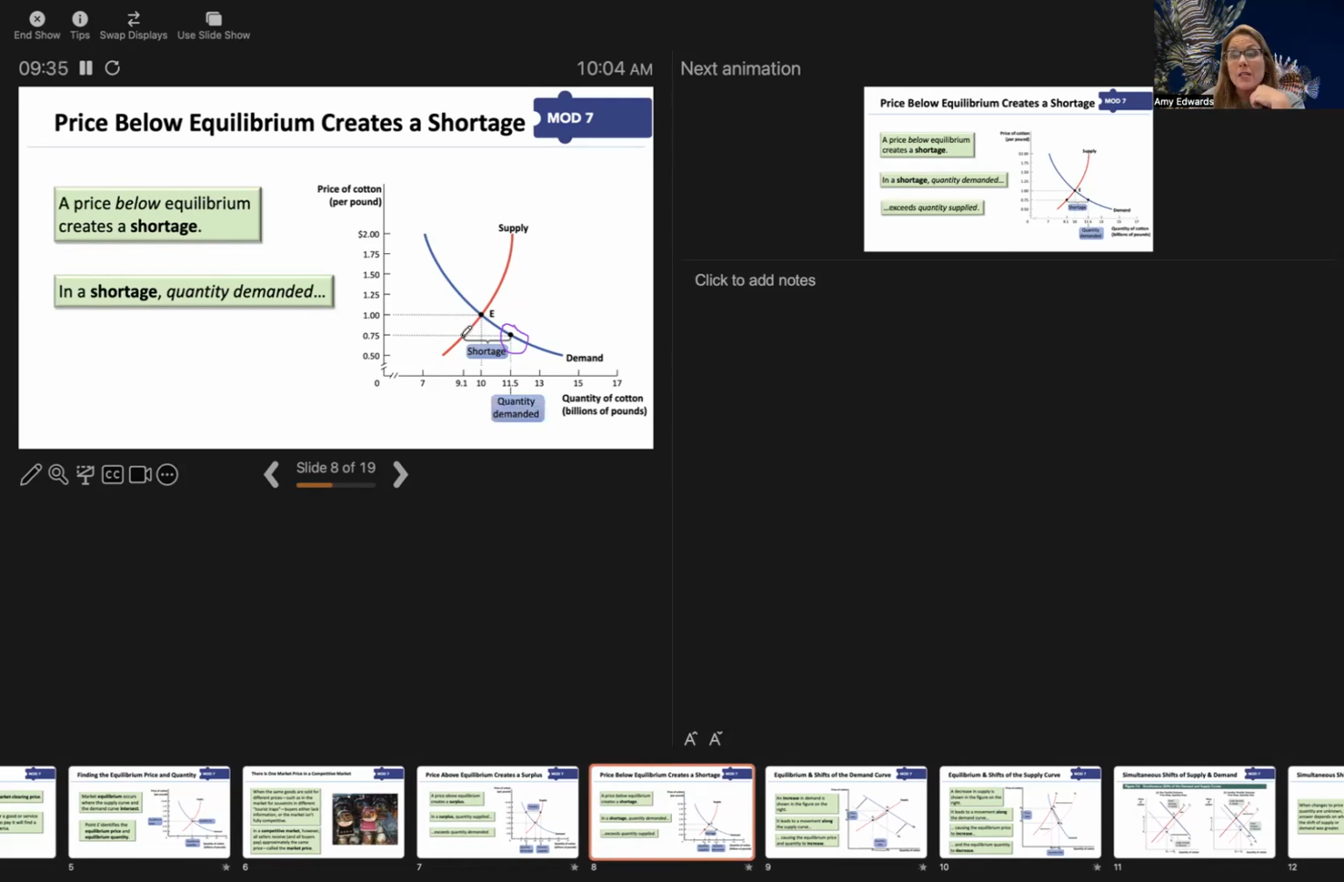So when we drop that price of cotton, as you see here, from $1 to 75 cents, we're going to get a shortage because everybody's going to be going, I want cotton.